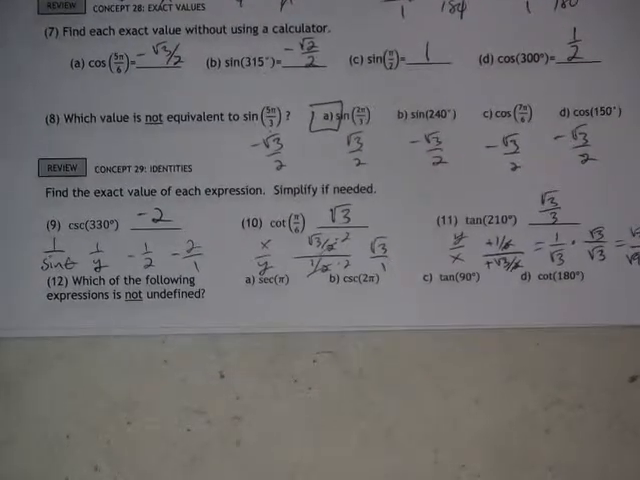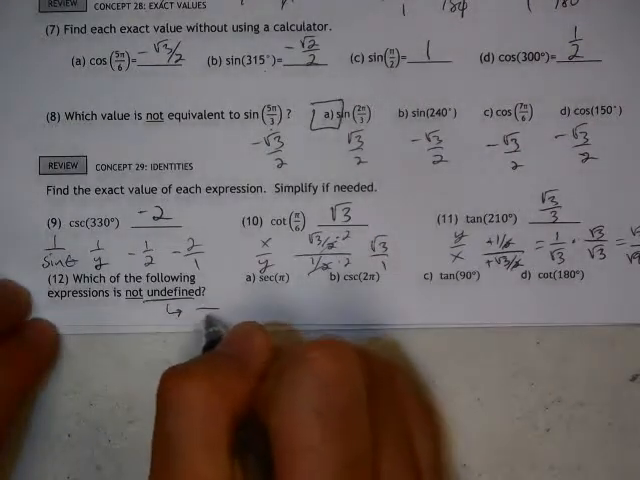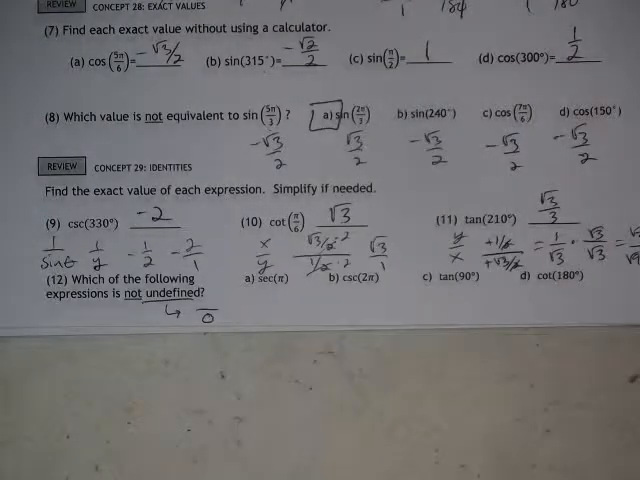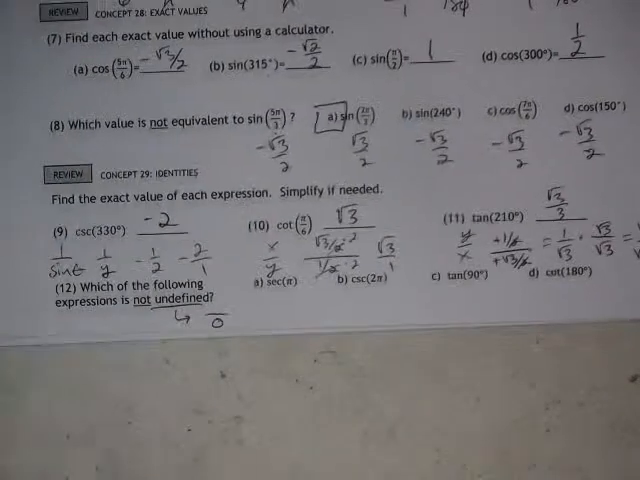Now the very last one, number 12. Which of the following expressions is not undefined? Now if it's undefined, that means that it's going to have a fraction where 0 is on the bottom. You cannot divide by 0. But if it's not undefined, that means we're looking for one of these that does not have that 0 on the bottom.